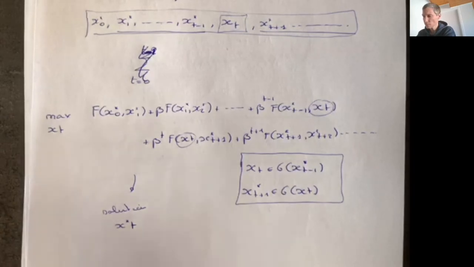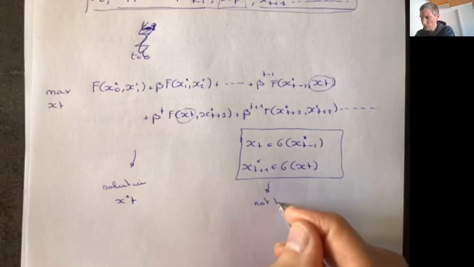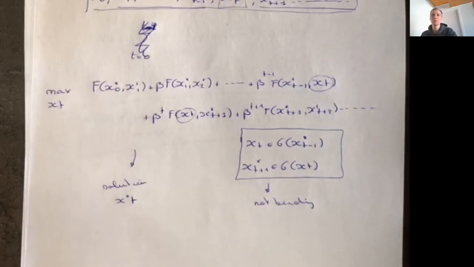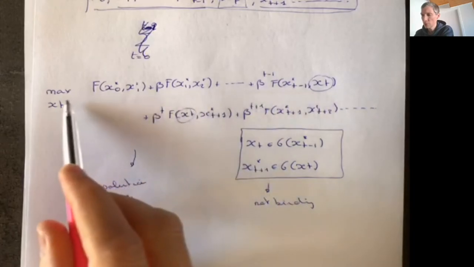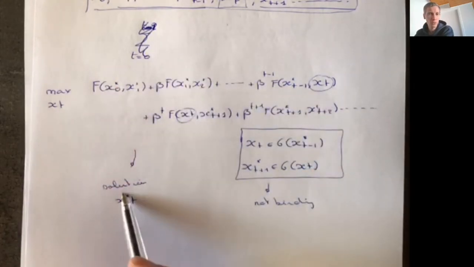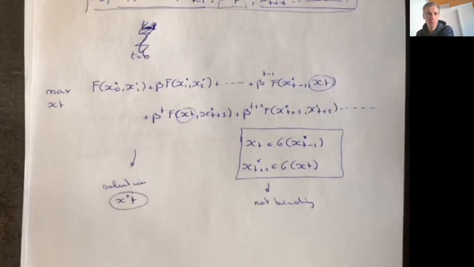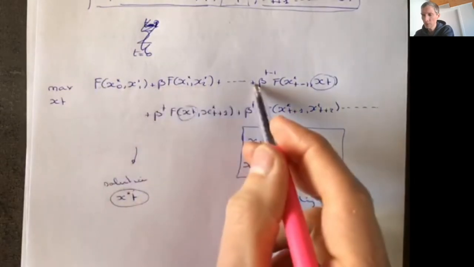Okay, so if these two constraints are not binding at the optimum, this is again the interior solution condition that we had before, and if f is concave, then basically we can take first order conditions with respect to xt, and we know that they have to be zero at this particular value. Okay, so let's try to do this. Well, this is all fixed, right?